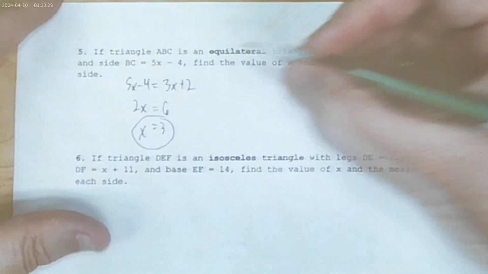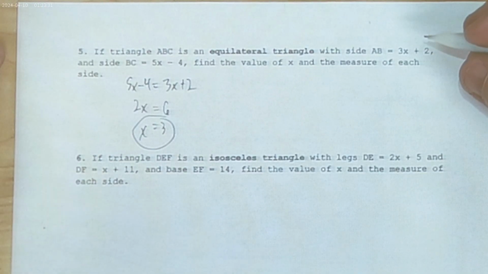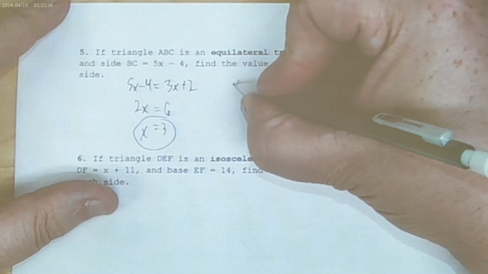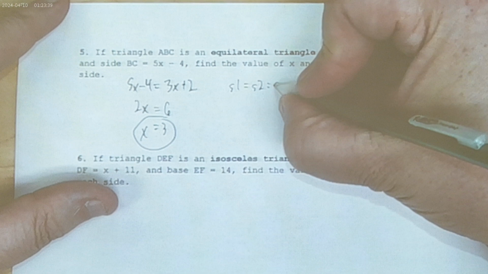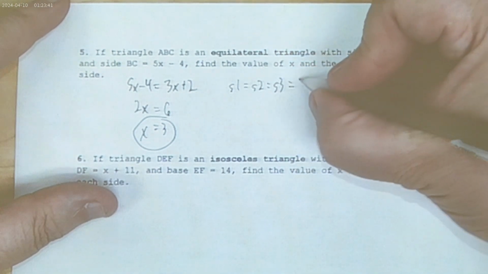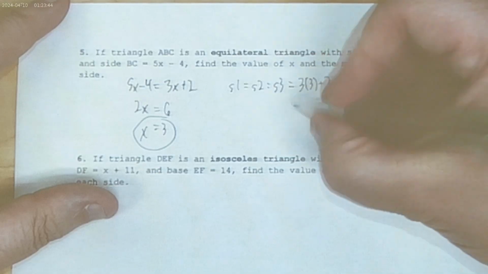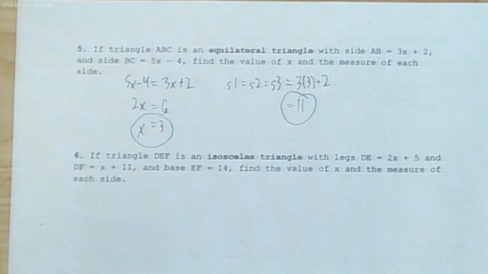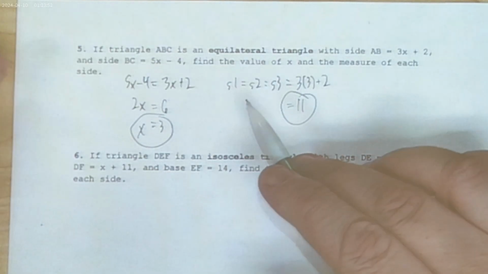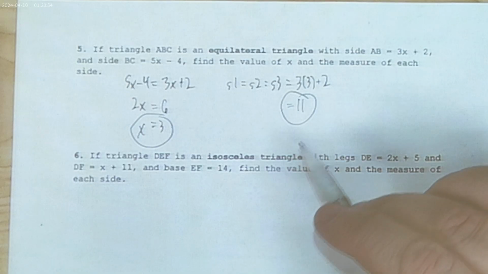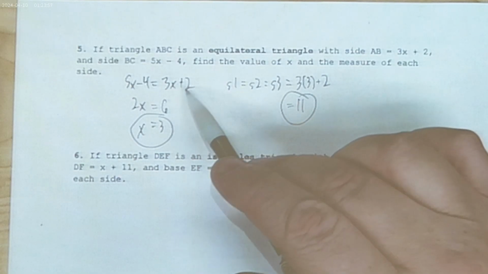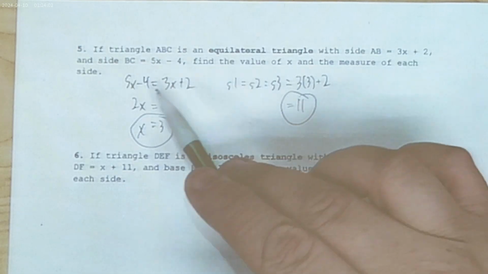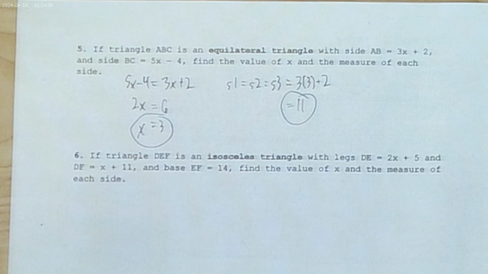So find the value of x. Found it. And the measure of each side. Well, this is actually going to be pretty straightforward. The measure of side 1 equals side 2 equals side 3 equals 3 times 3 plus 2, which is equal to 9 plus 2, which is 11, and there we go. That is the answer. Because it's an equilateral triangle, all I had to do was pick one of the two equations to put into it. I chose this one, and it would have given me the same result no matter what. So, yeah, there we go.